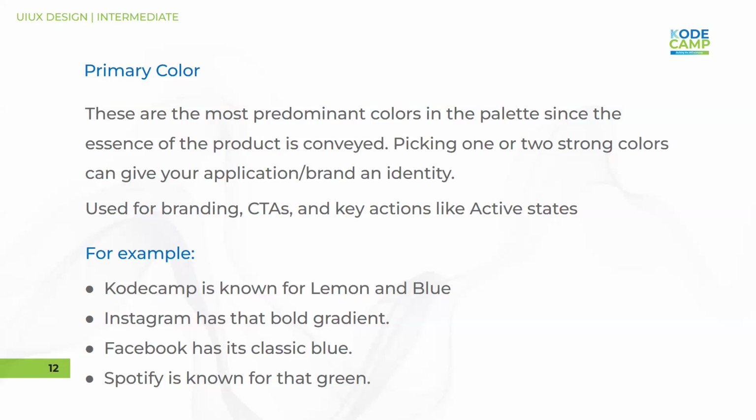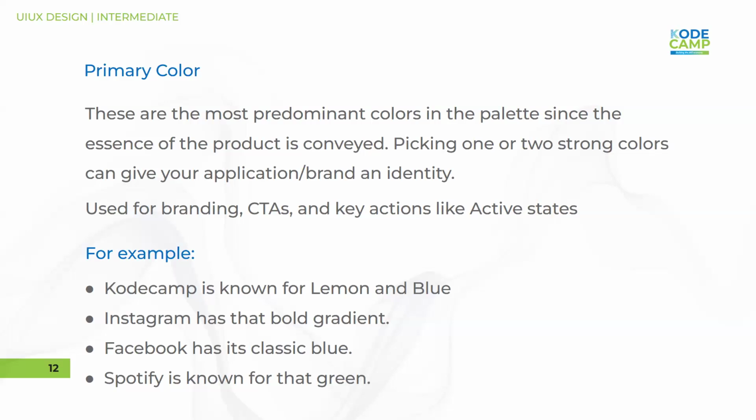So an example of primary colors: we've seen that CodeCamp is using lemon and blue, and blue is their primary color. And Instagram has that bold gradient. Looking at Facebook, they are using a classic blue, and Spotify, if you see Spotify, you will see green as their brand identity.